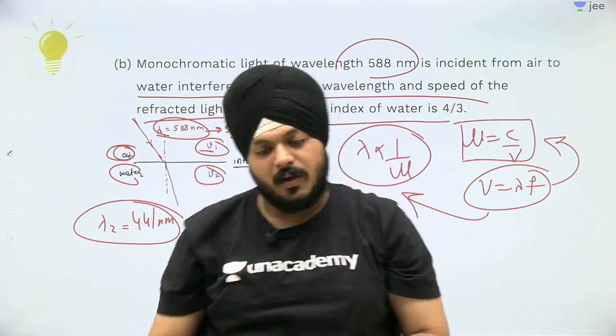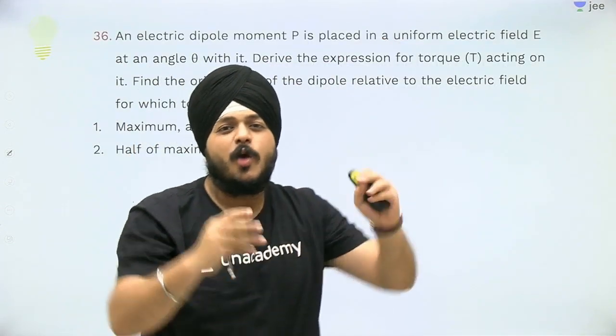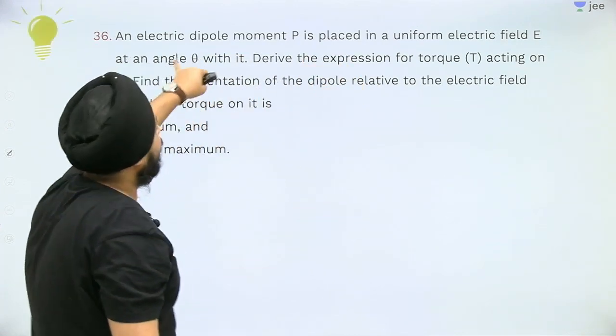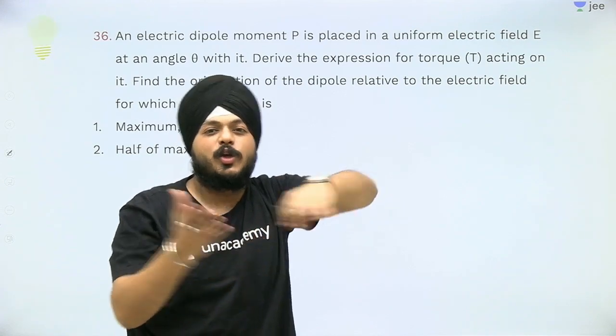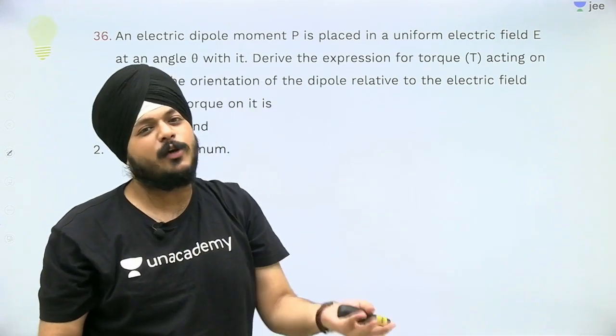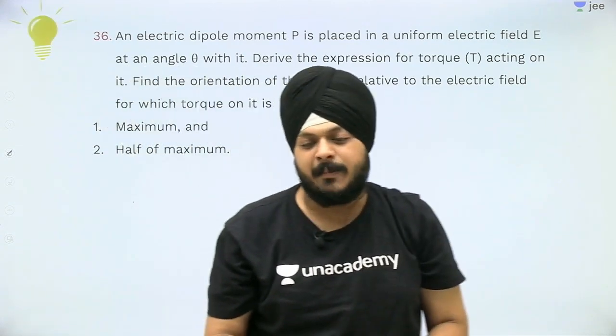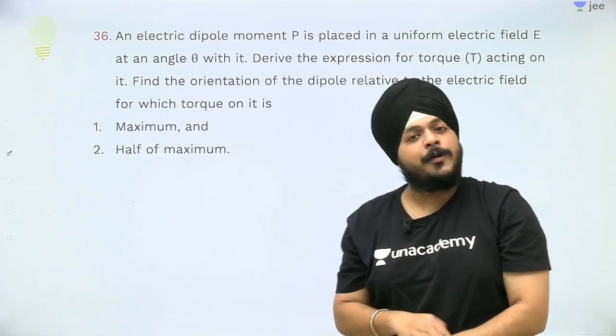Okay, moving forward to the next question. It's a very simple question. The electric dipole moment: there is a uniform magnetic field and a dipole is placed, and we have the equation of the torque. We just have to find where it would be minimum and where it would be maximum.